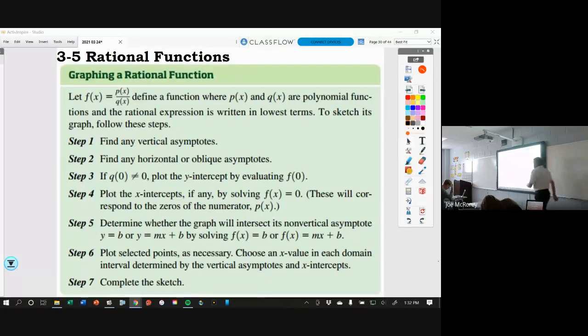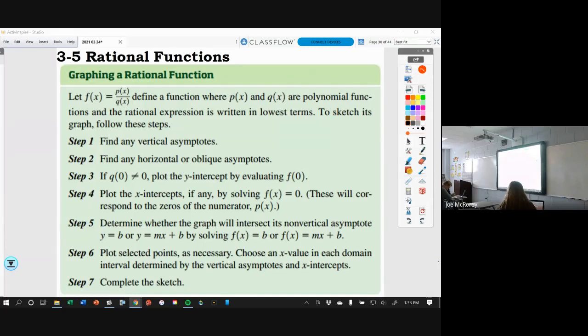Okay, so the steps for graphing a rational function: number 1, find vertical asymptotes. Step number 2, find any non-vertical asymptotes. Step 3, find the y-intercept if there is one. There can't be a y-intercept if the line x equals 0 is an asymptote.